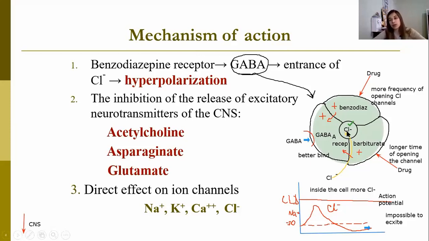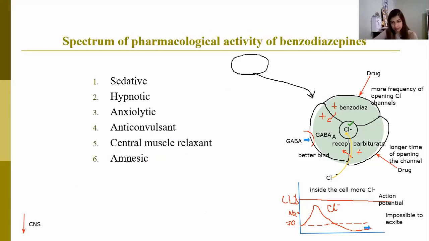So these channels, sodium, potassium, calcium, they should be blocked because it will help us to stop the action potential of the cell. So acetylcholine, aspartate, and glutamate, they are activating, we will block them, and the ion channels like sodium, potassium, calcium, they are also activating, so we will also block them. And our favorite chlorine channel we will open.